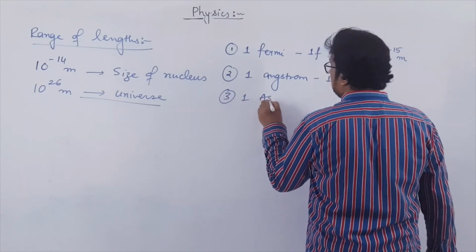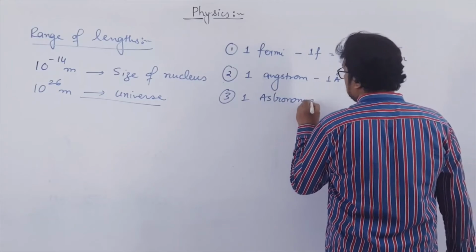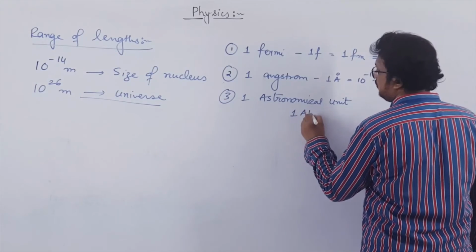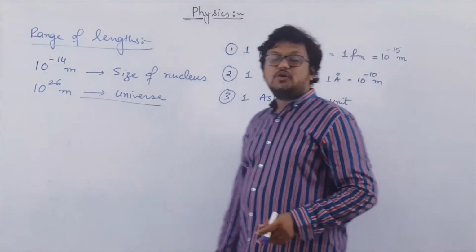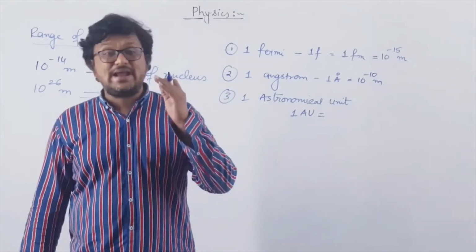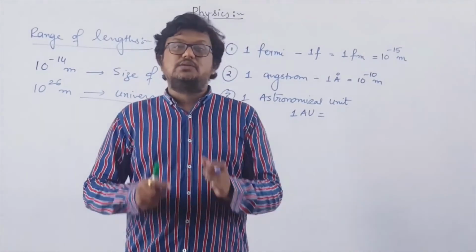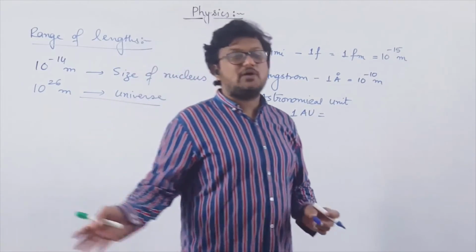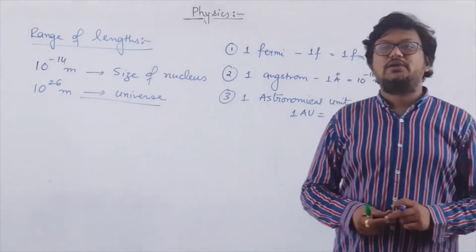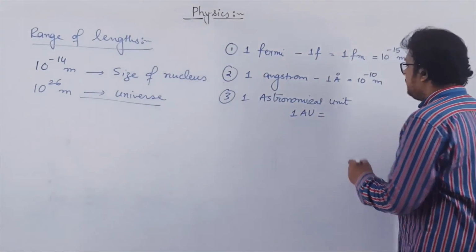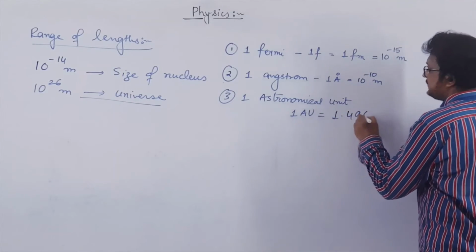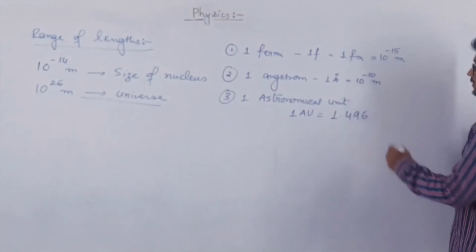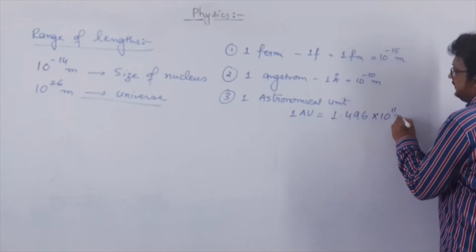The third one is 1 astronomical unit, which is written as 1 AU. What is 1 astronomical unit? 1 astronomical unit is the average distance between Earth and the Sun. The average distance between Earth and Sun is known as 1 astronomical unit, and its value we have calculated, I think in the last lecture, right? That is 1.496 into 10 to the power 11 meter.